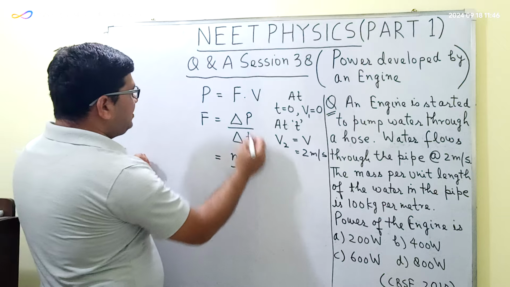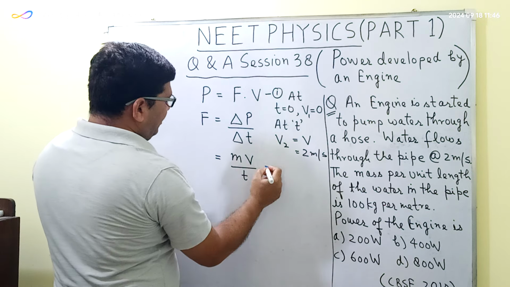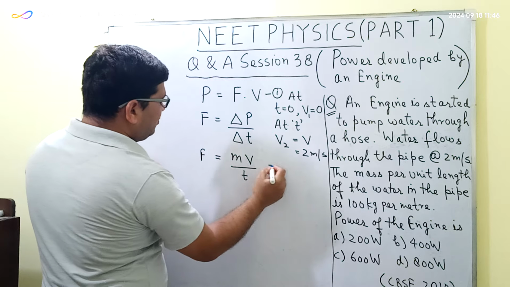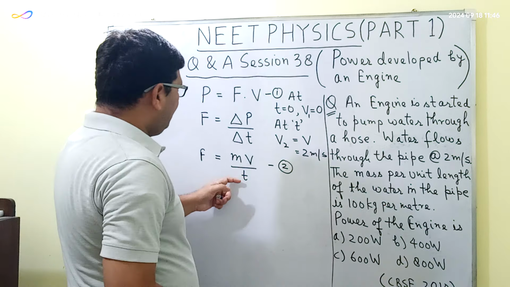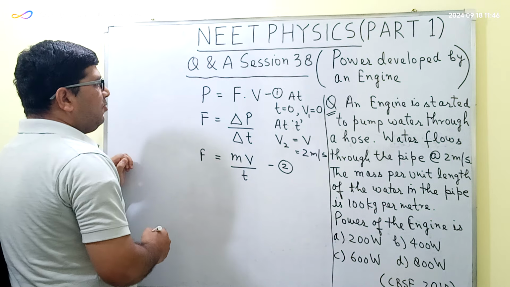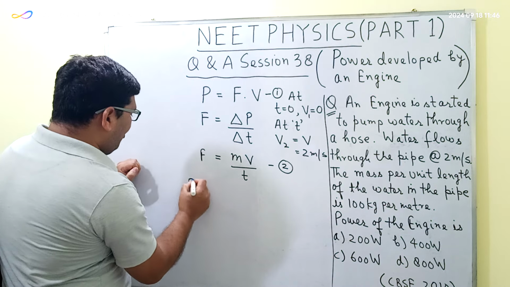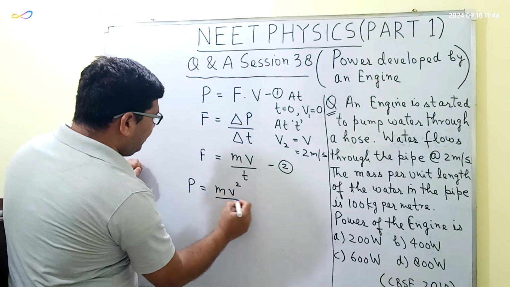So if I substitute this value in this equation, say this is the equation number 1 and say this is the equation number 2. So if I substitute the value of F from this equation number 2 in the equation number 1, I will be getting the value of P as mv square upon T.